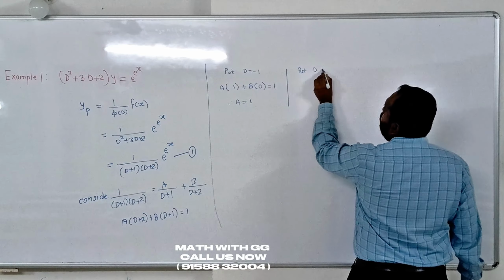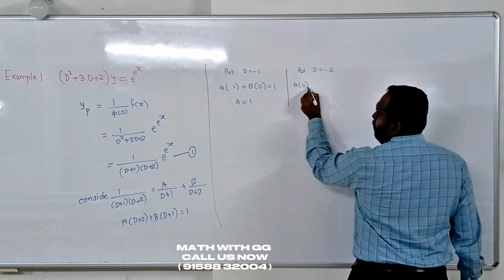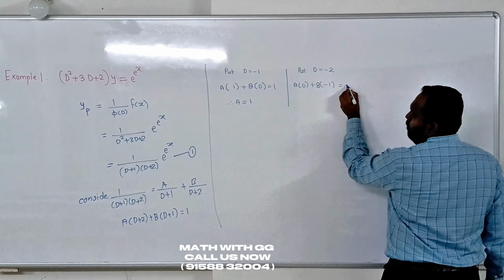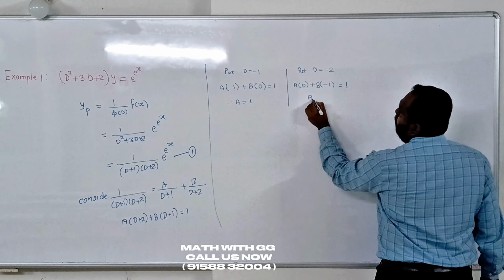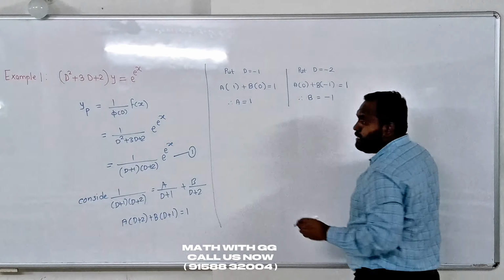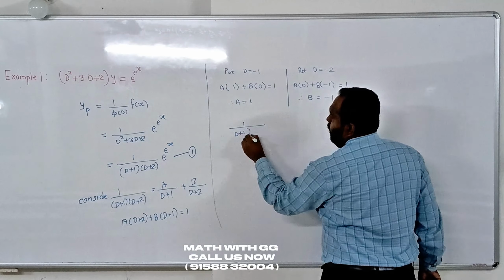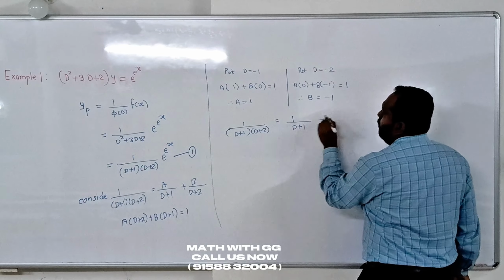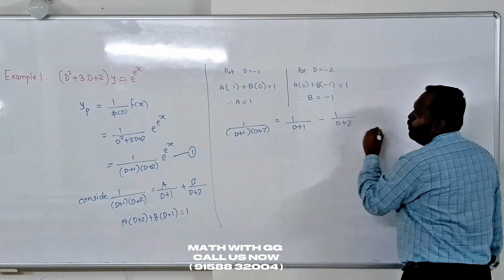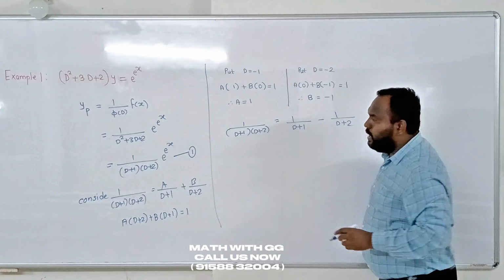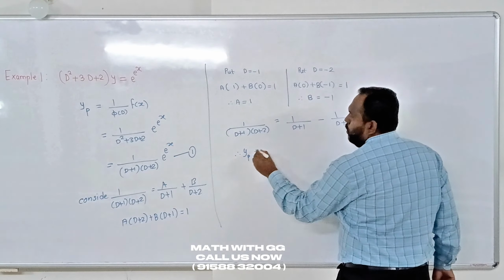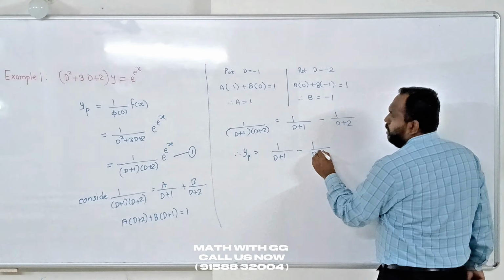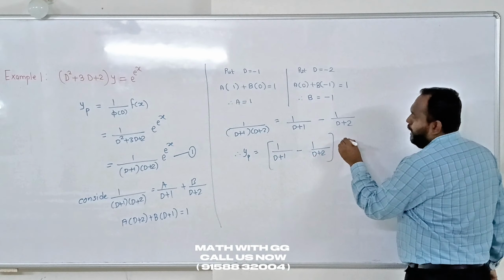Put D equal to minus 2. So, a into 0 plus b into minus 1 equal to 1. Therefore, b equal to minus 1. Hence, 1 upon (D plus 1)(D plus 2) is equal to 1 upon D plus 1 minus 1 upon D plus 2. Let us substitute this value in equation number 1. Therefore, YP is equal to 1 upon D plus 1 minus 1 upon D plus 2 into e raised to x.